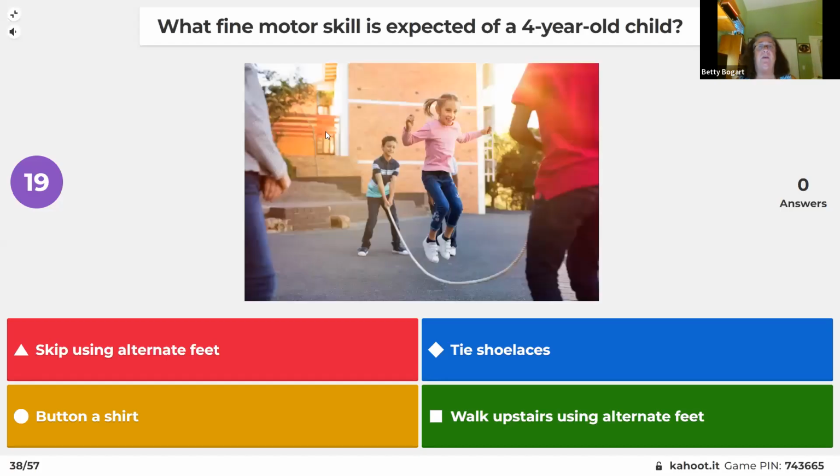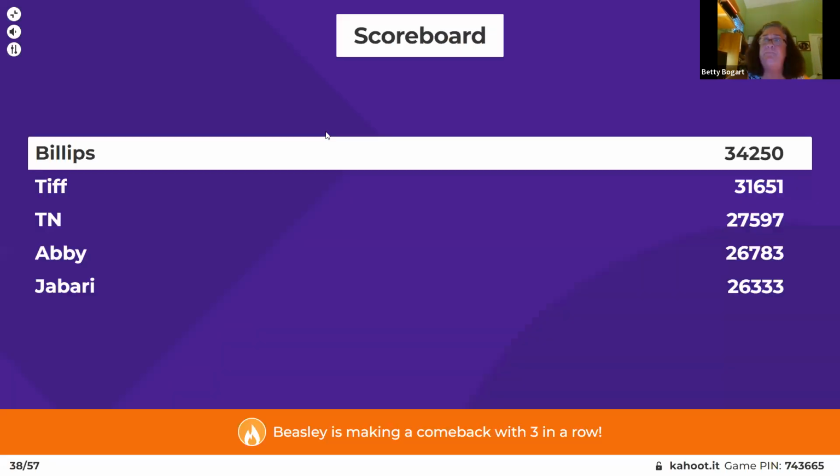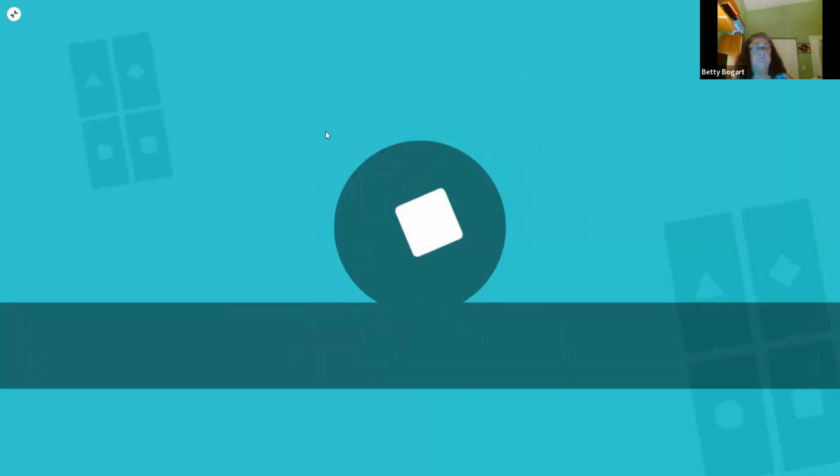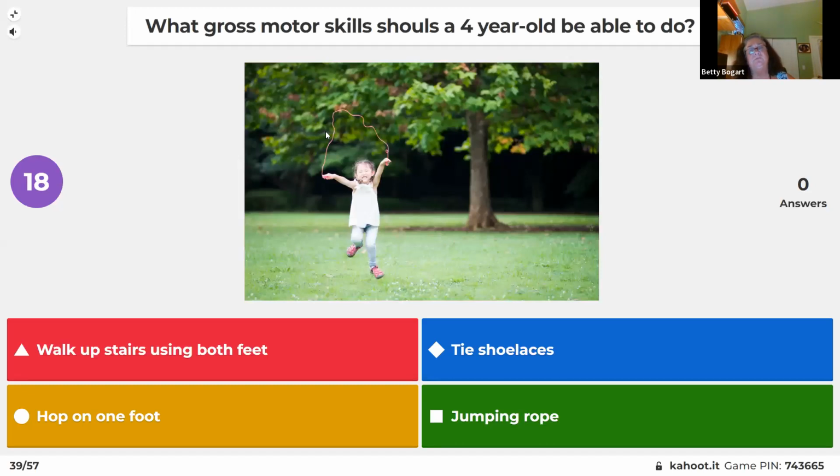What fine motor skill is expected of a 4-year-old child? F, fine fingers. So fine motor, skipping is gross. Walking up the stairs is gross motor. Tying shoelaces is not till ages 5 or 6. They should be able to button a shirt. Doesn't mean it's going to be correct. Maybe the buttons and the holes are wrong, but they can button a shirt. Multi-select. What gross motor skills should a 4-year-old be able to do?